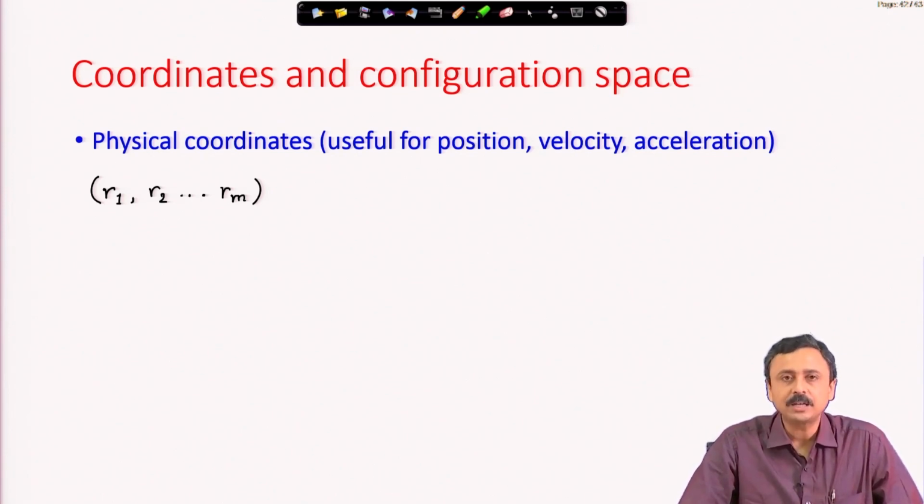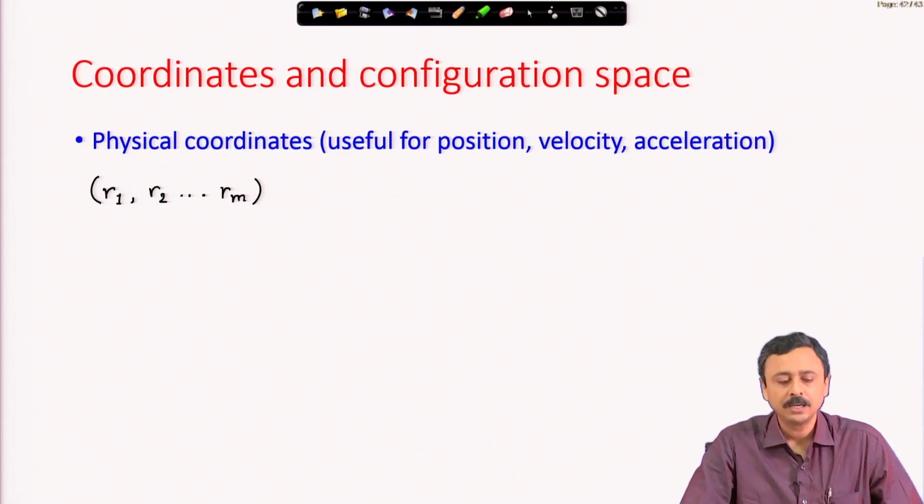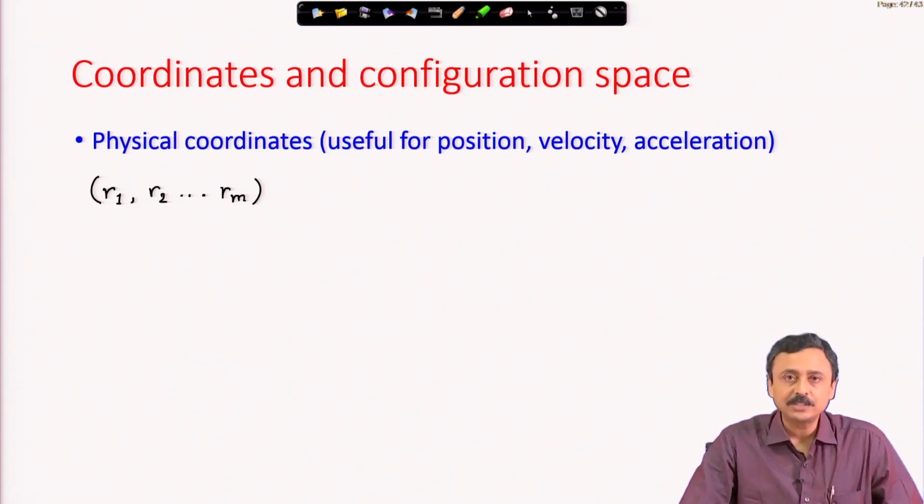Now, physical coordinates are useful for position, velocity, acceleration representation. For example, center of mass position, velocity or acceleration, which we will require in the equation of motion. They are the physical coordinates. But generalized coordinates, as we have seen in the coin example just now, need not always represent the center of mass coordinates. They need not include the center of mass coordinates, but there should be a mechanism to find out the center of mass coordinates. Otherwise, generalized coordinates can be anything.